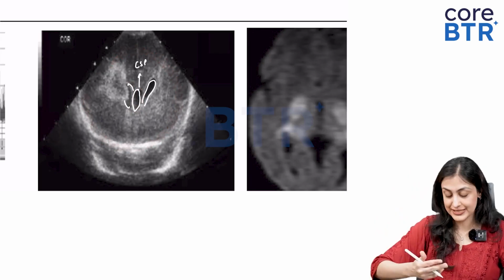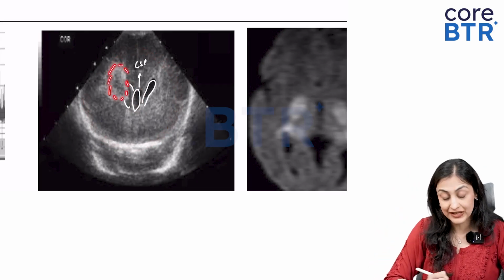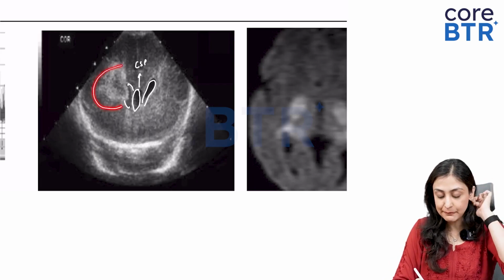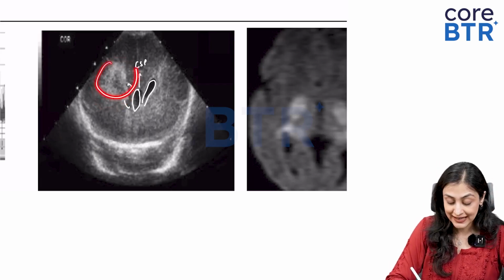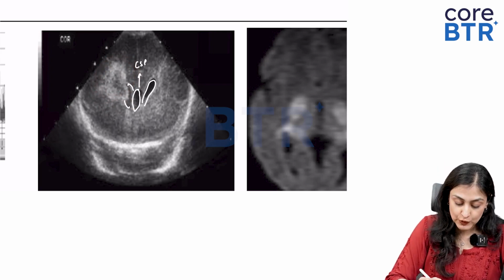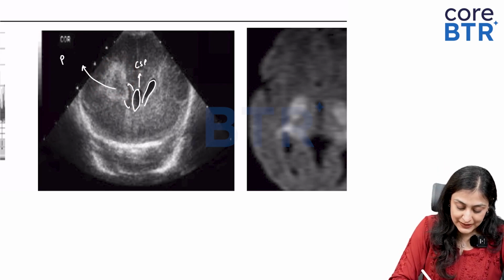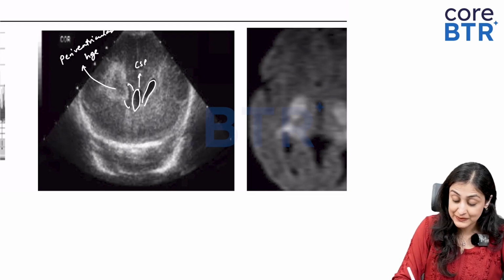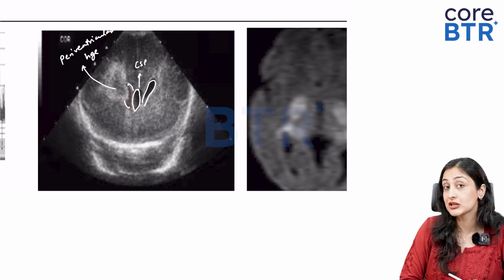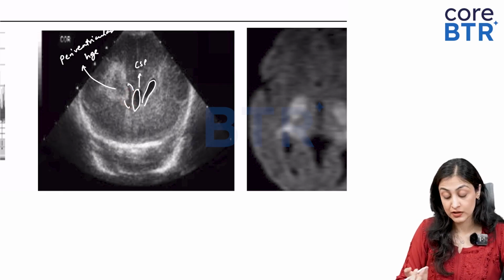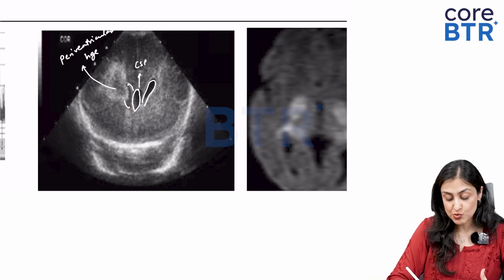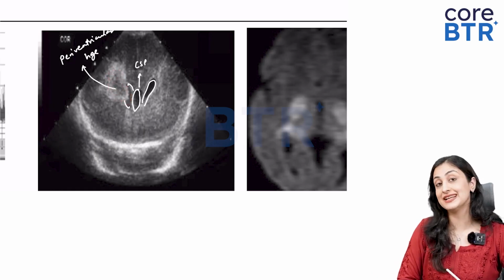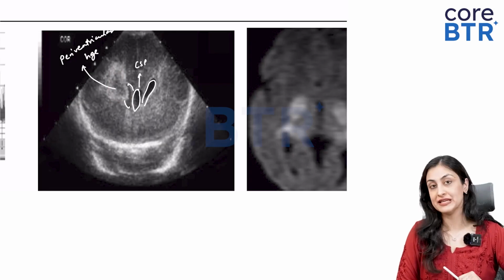We are seeing a coronal section. Can you appreciate this white? How will you describe this? Hyperechoic. So can I say there is a hyperechoic lesion in the right periventricular aspect? This represents periventricular hemorrhage. You remember in preterm babies, we said IVH, intraventricular hemorrhage, is one of the major issues. So these germinal matrix will bleed around the ventricle and it will extend into the ventricle. That's IVH.